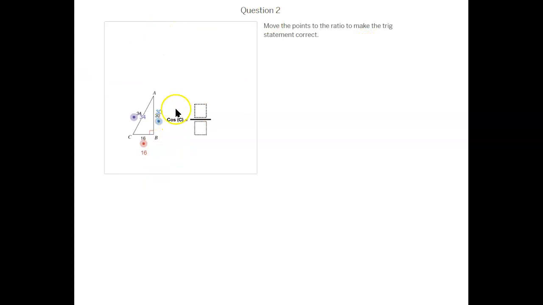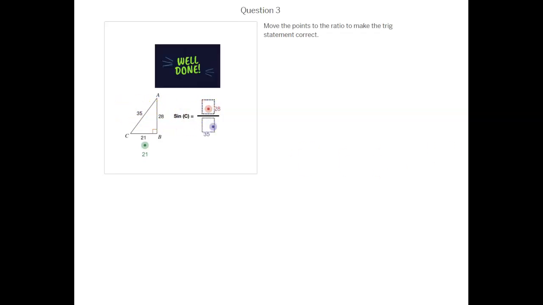When we're looking at cosine, we need to remember that it is adjacent over hypotenuse. So here we're going to look at cosine C. Next to the C is 16, and the hypotenuse is 34. It's always the longest line. When we're looking at the sine ratio, we want opposite over hypotenuse. Here we're looking for sine C, so we want the opposite over the hypotenuse.